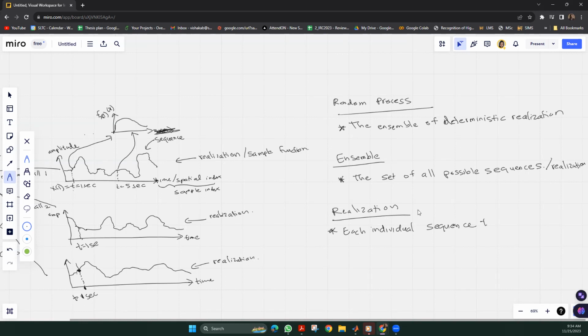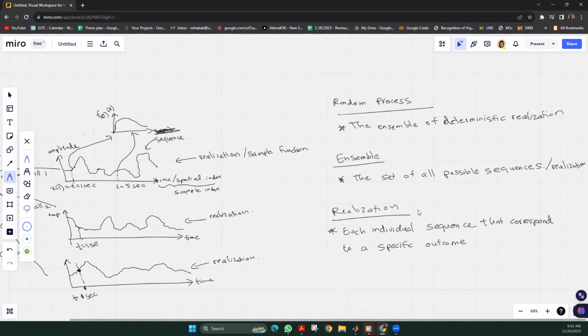That corresponds to a specific outcome. So there could be several outcomes. For each specific outcome, the individual sequence that we receive is known as the realization. So each of these singular plots is a realization. The set of all these plots we call the ensemble, right?